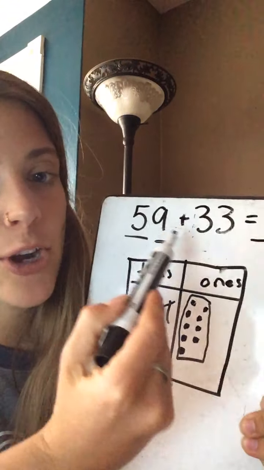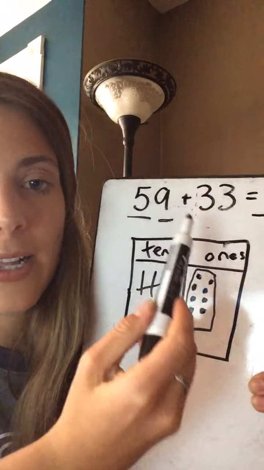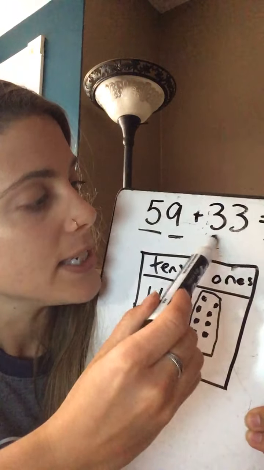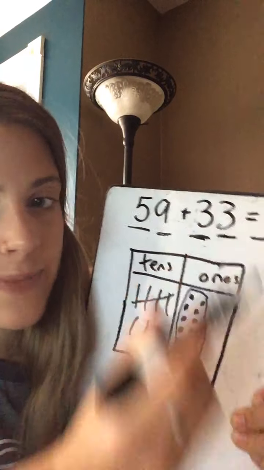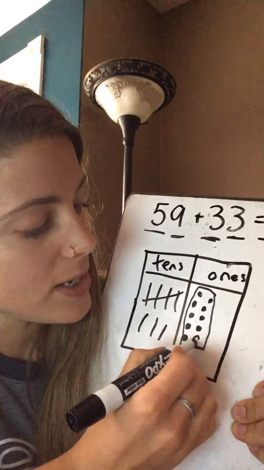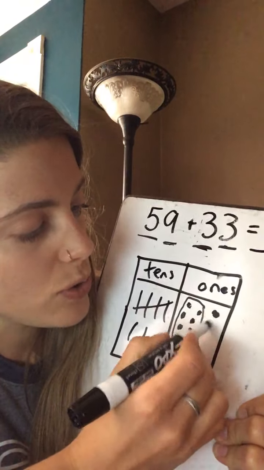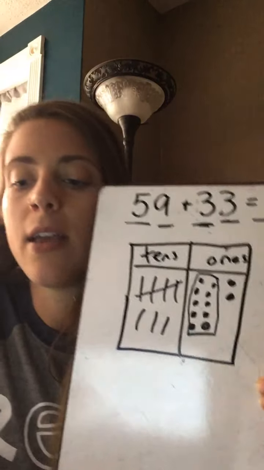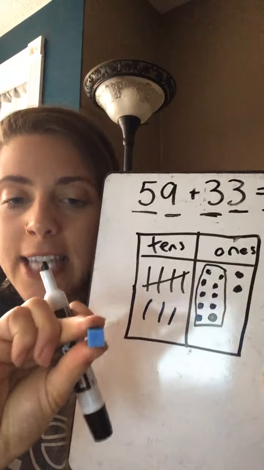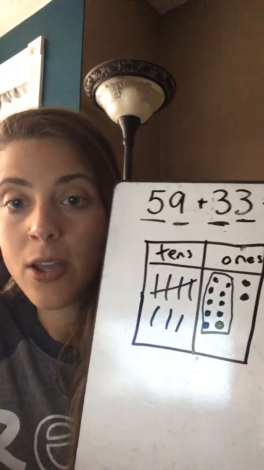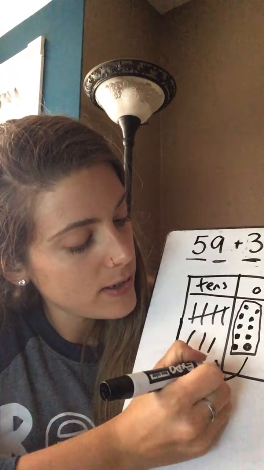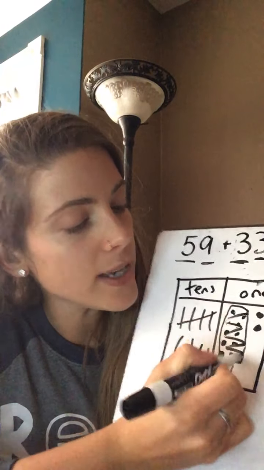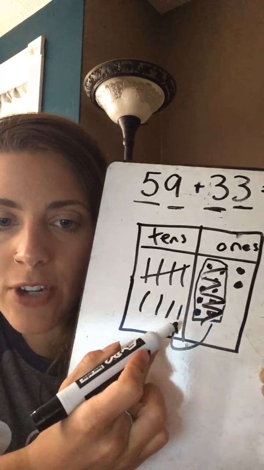Now we're adding 33. So I have 59 in here. Let's add 33. How many 10s? 3. 1, 2, 3. And how many 1s? 3. So we'll fill this in. 1, 2, 3. Okay, I have 10 1s. 10 1s is the same as having 1 10. So let's move our 10 1s over here. Draw it in and cross that off. We used those and moved it over here.